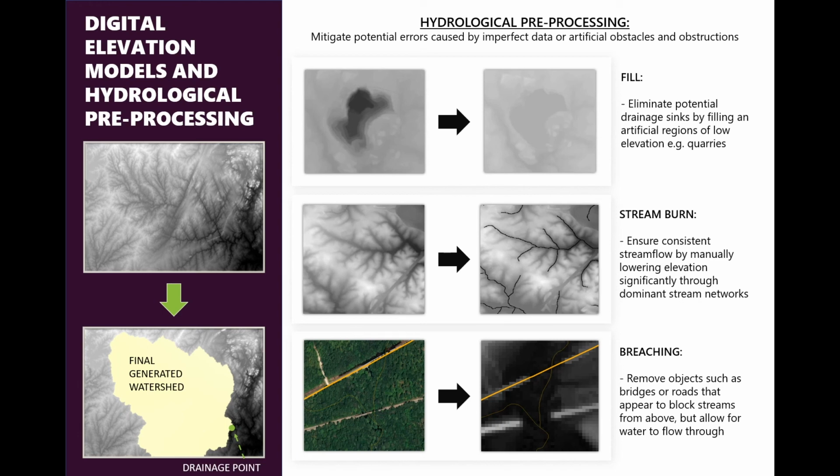The final method being showcased is a breach. Using the example of roads and bridges that were discussed earlier, the breach allows for these features to be passed through in the digital model for the flow to continue unaffected. As can be seen by the few examples provided today, there are many decisions made behind the scenes when conducting research upon the world that we live in.